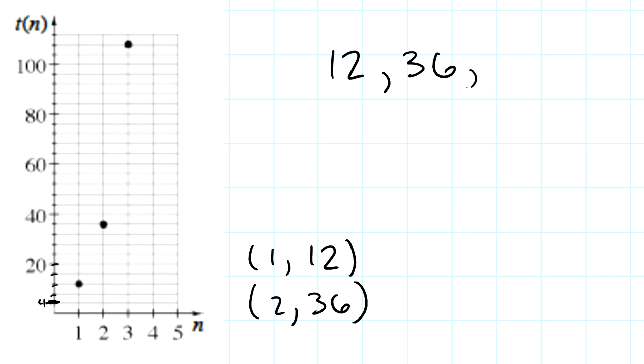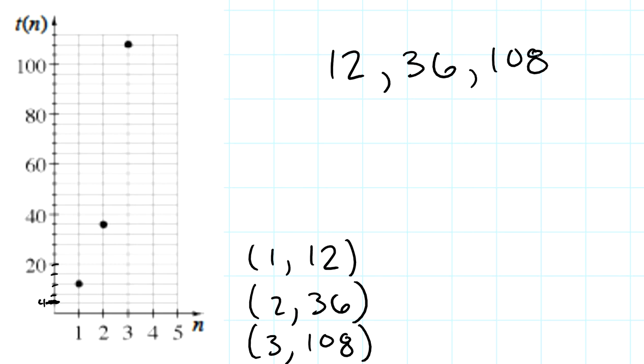And the last value is pretty high. It's 100 plus 4 and 4, so this is 108. So the last one that we can see here, the third term, is going to be 3 comma 108. So I've got 12, 36, and then 108.